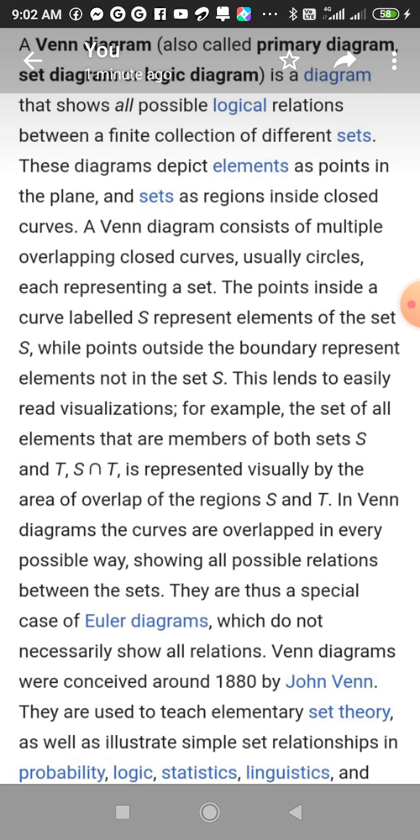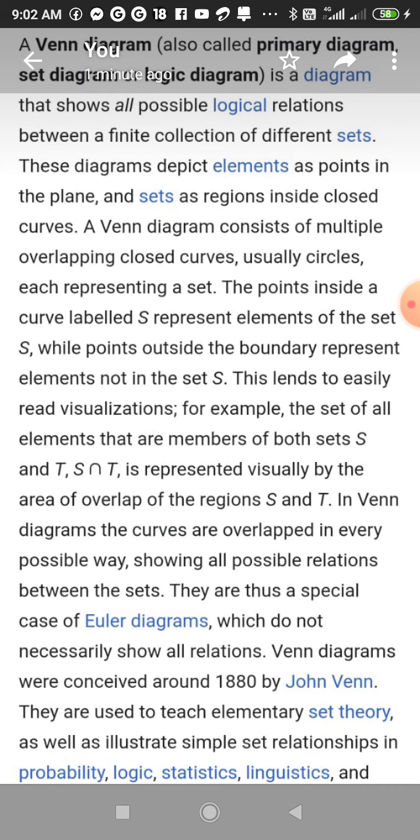In the same way, the intersection of two sets A and B is A intersection B is equal to X, such that X belongs to A and X belongs to B. It means both have common elements. So Venn diagram is a logical relation between the finite collection of different sets.